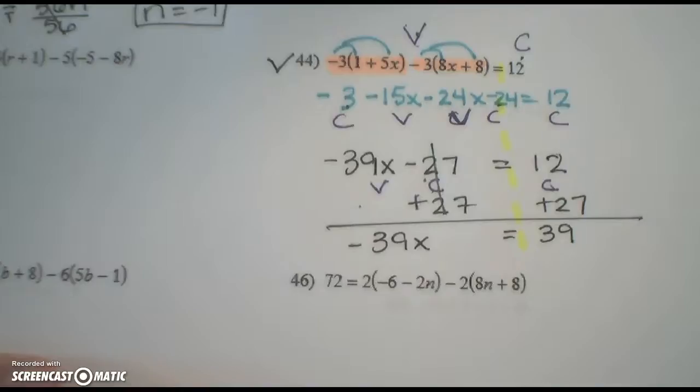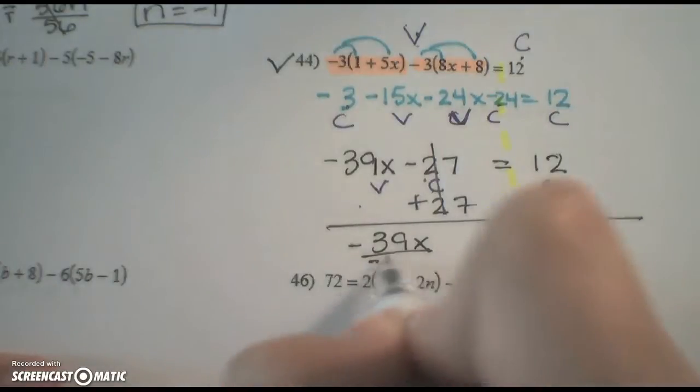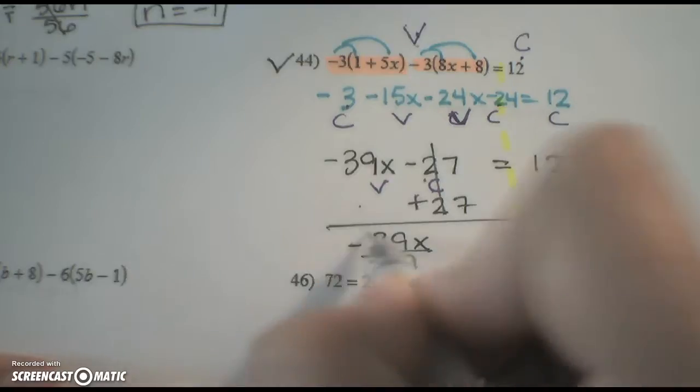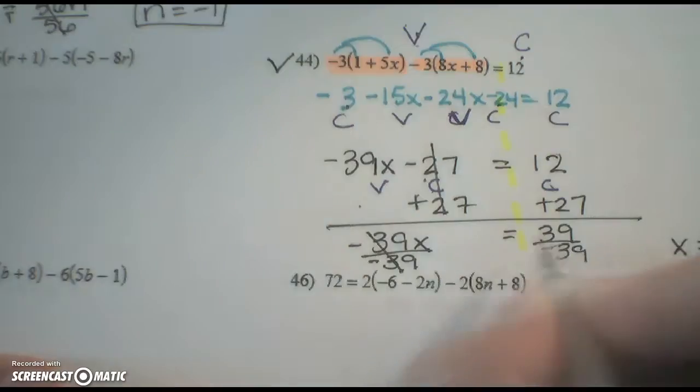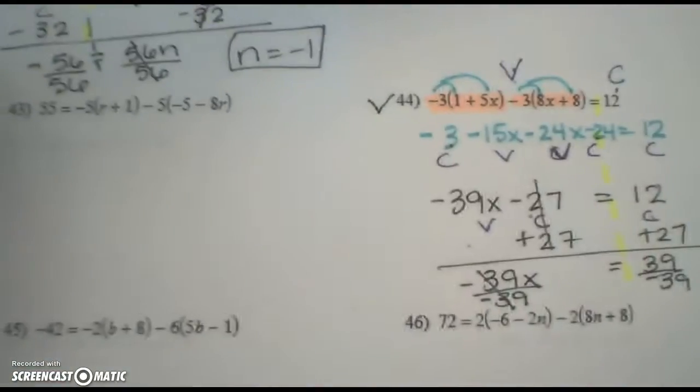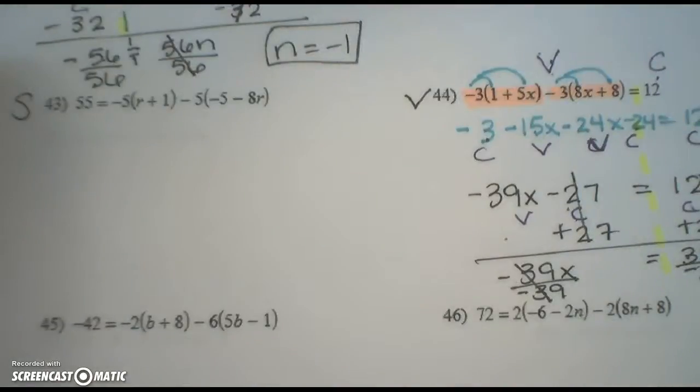And now we're going to divide. So x equals 39 divided by negative 39, which is negative 1. All right, you've got one to do over here, so go ahead and try it.